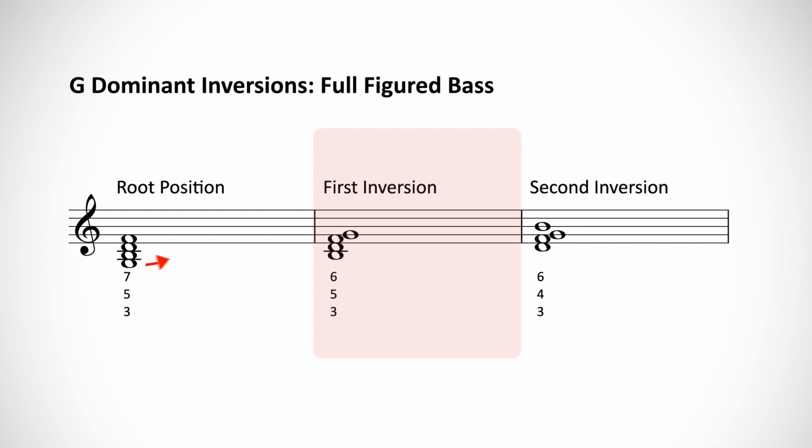Taking the root G and moving it to the top, or just somewhere above the new bass note B, the resulting intervals above that new bass note will be 6, B to G, 5, B to F, and 3, B to D. It's usually abbreviated to 6-5.